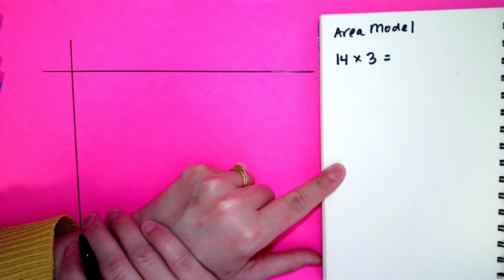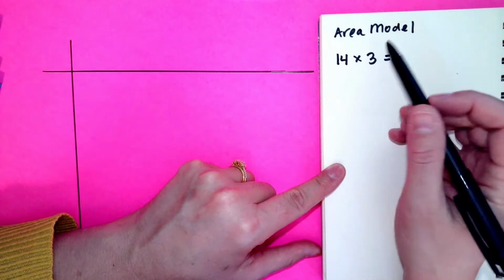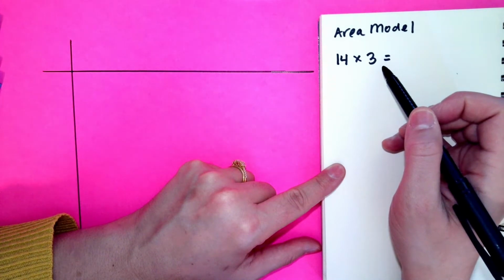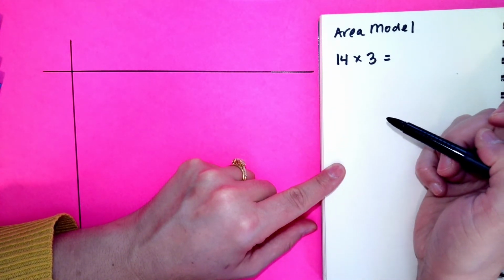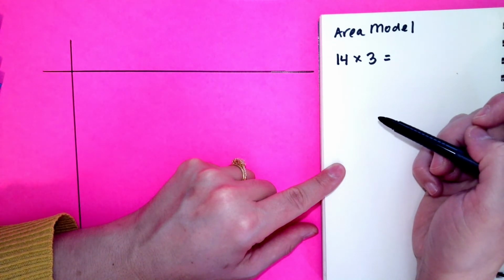In this video, we're going to use the area model strategy to solve a multiplication problem, 14 times 3. So our first step using the area model strategy is to create the area model, which is basically a table.